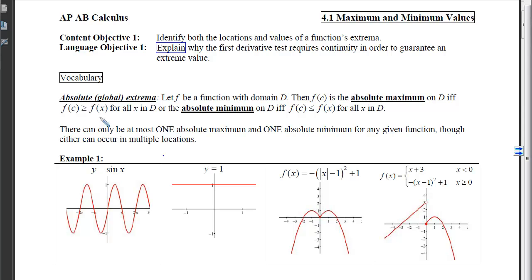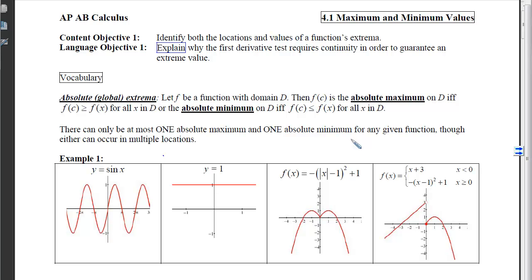By the same token, we can say that f of c, or the output of f at c, or the y-coordinate of f at c, is the absolute minimum on the domain if and only if the output that we get when we plug in c is smaller than or equal to all the other outputs that we get for every x in the domain. So what that means for us is that there can only be at most one absolute max and one absolute min. This can be a little confusing when it occurs at multiple places.